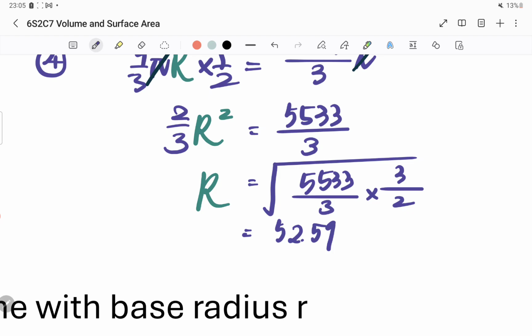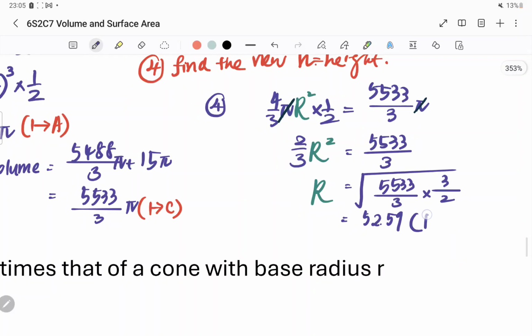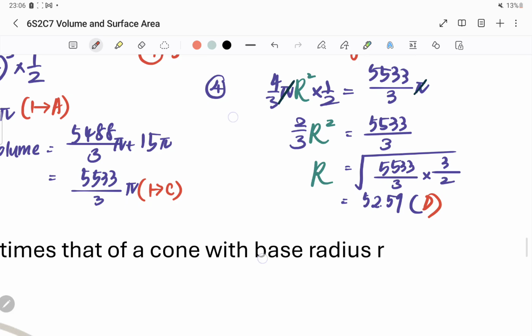52.59. This one I want you to save as D. Okay, save your answer as D. Alpha, press the fourth one. Okay, press the fourth one, D.